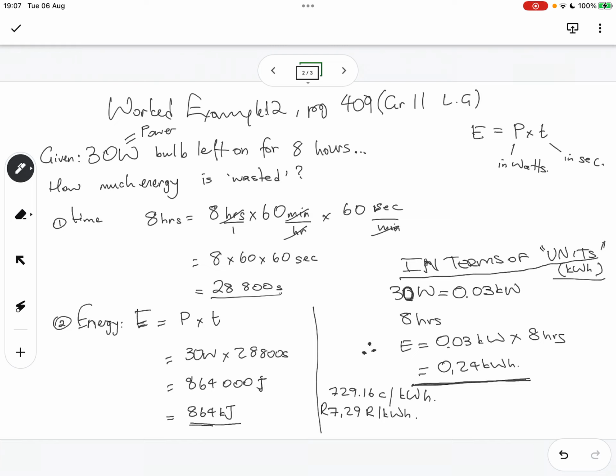is half of that. So 0.24 times 729.16. So to leave a bulb on for 8 hours straight will cost the household 175 cents or 1 rand 75.